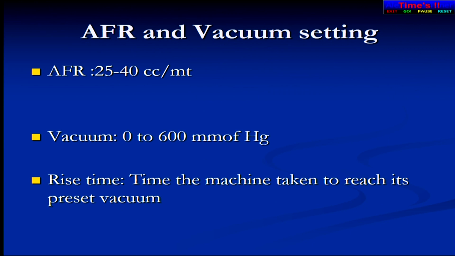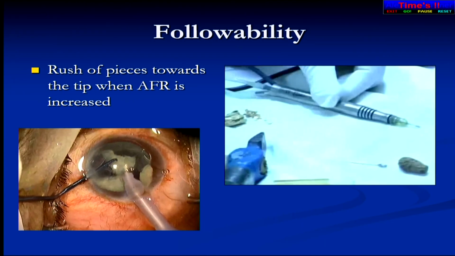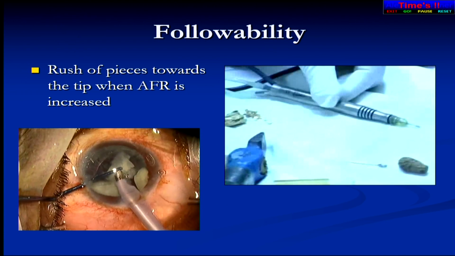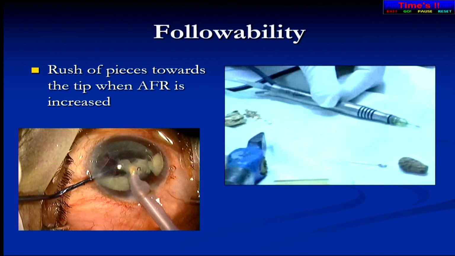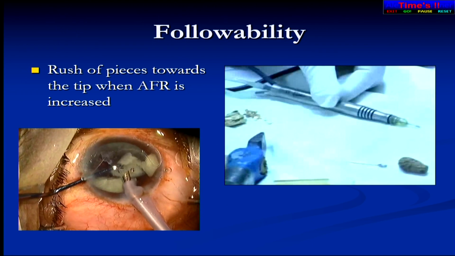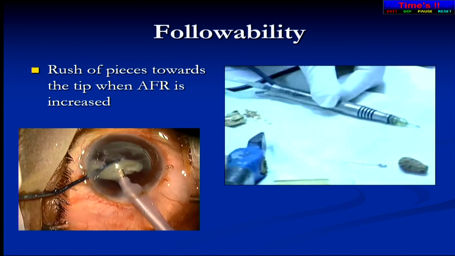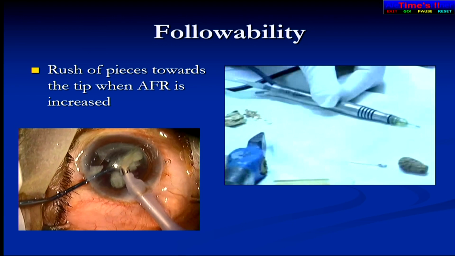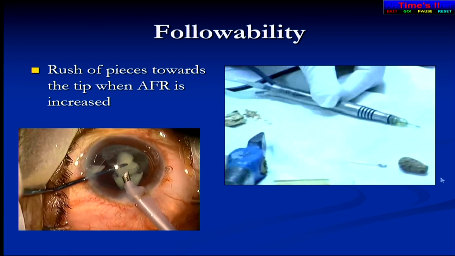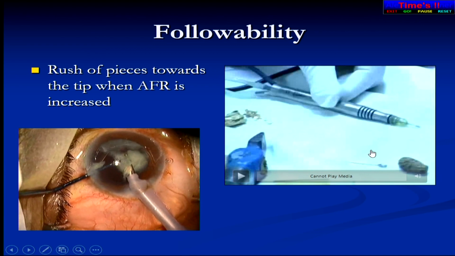The outflow you can set at 25 to 40 centimeter per minute, vacuum 0 to 600. So basically for trenching you require less. Everything will tell you that. Rise time is the time it takes to reach that power. So that is rise time. It's basic teaching. Followability is that you want these pieces to come towards your tip. So you will increase the outflow. If more water goes out, these pieces will come towards your tip. That is followability. I think this one also shows that.